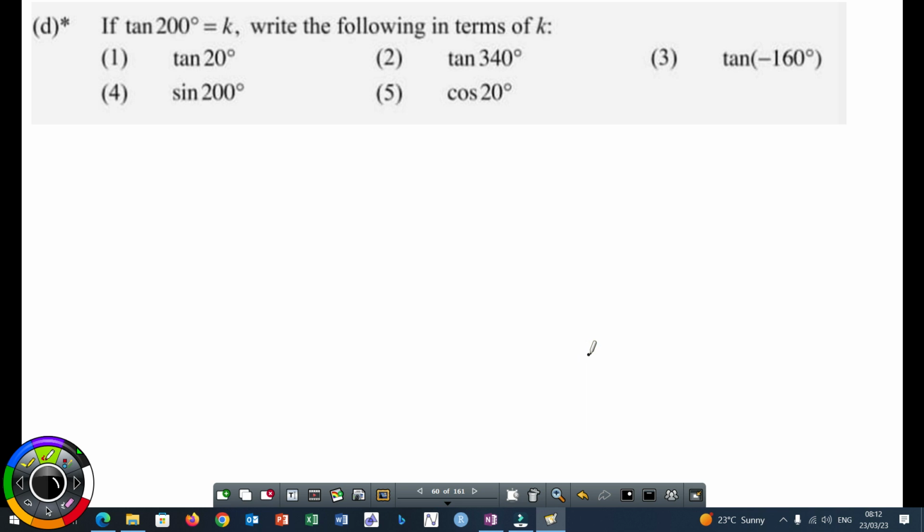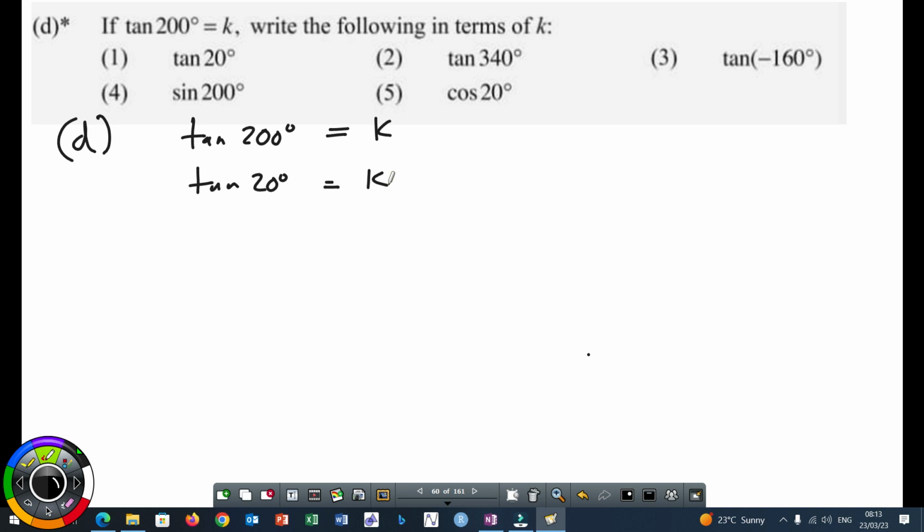Now, this one looks scary, but it's not that difficult. So you have got tan 200 degrees is equal to k. Now, because of reductions, generally when you are working with questions like this, your angle here must be acute. Fortunately, we can rewrite this as tan 20 degrees is equal to k, by using what? Reduction. Because 200 is in the third quadrant. In the third quadrant, tan is what? Positive.